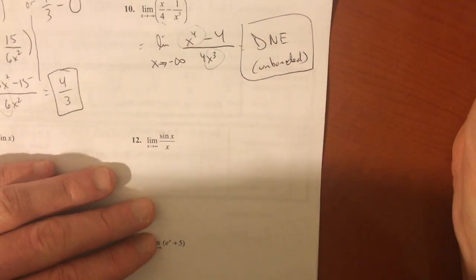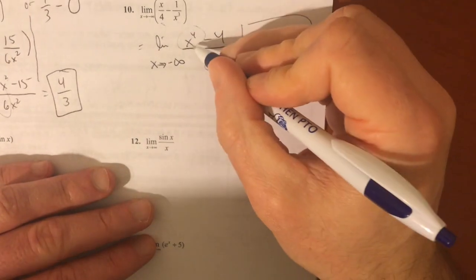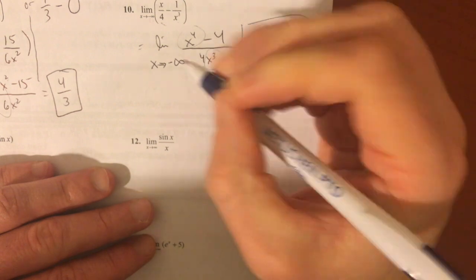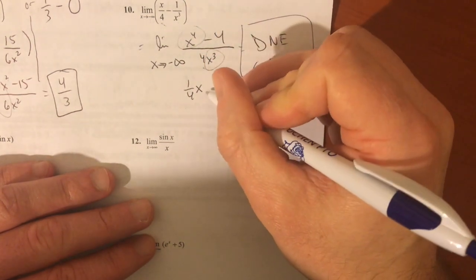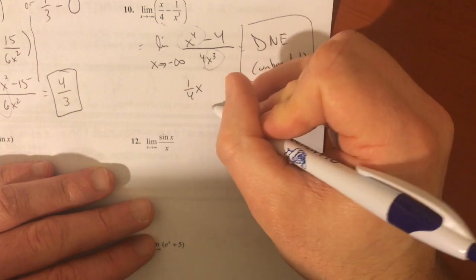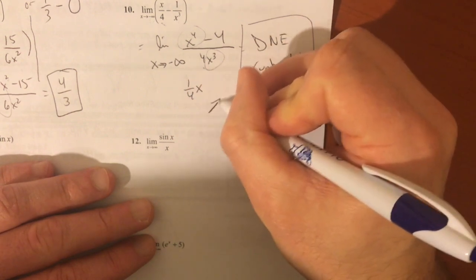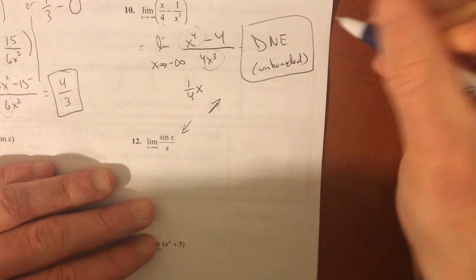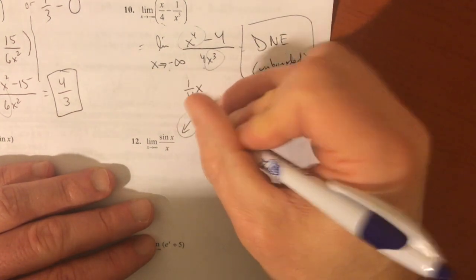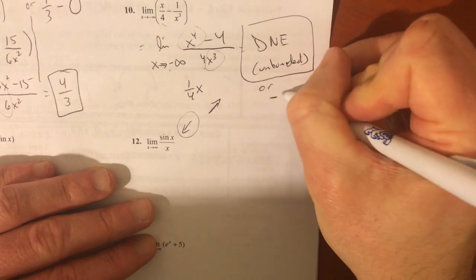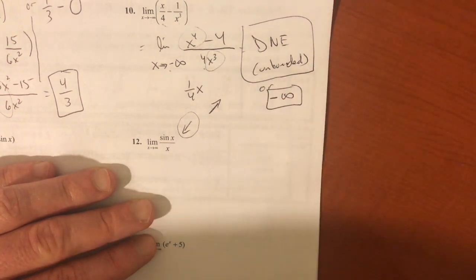Or if your teacher wants to know exactly what it's doing, this is x to the 4th divided by 4x cubed, which is 1/4 x to the 1st. It's linear actually, but it's an odd positive, which means up on the right, down on the left, positive slope. And x going to negative infinity is the left side, so this thing is going down on the left. So you could also say negative infinity if you like.